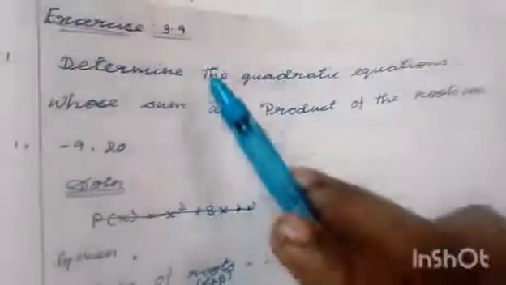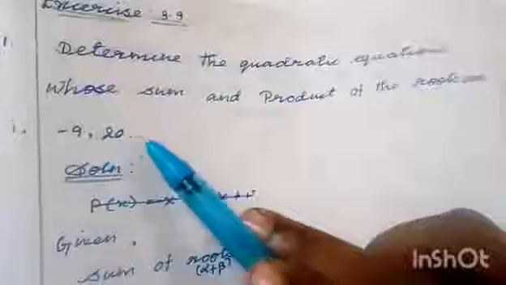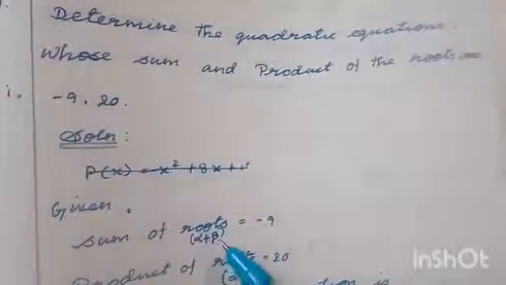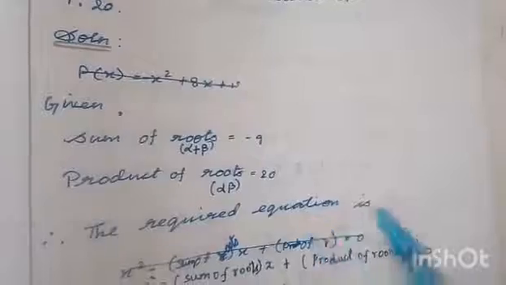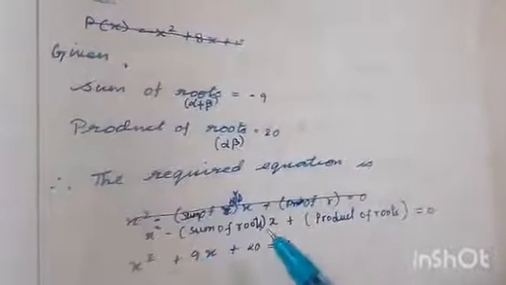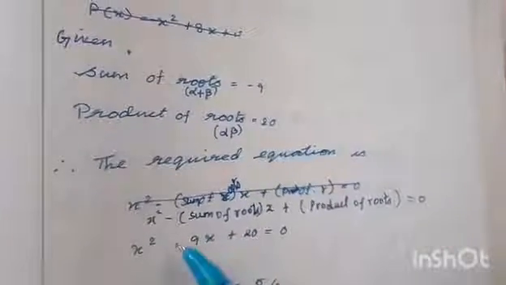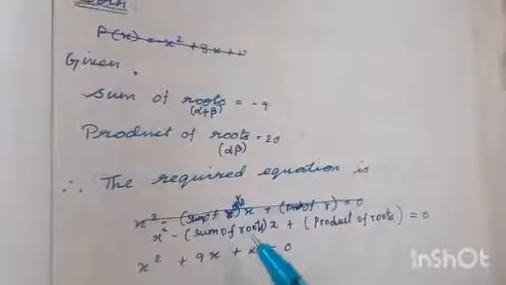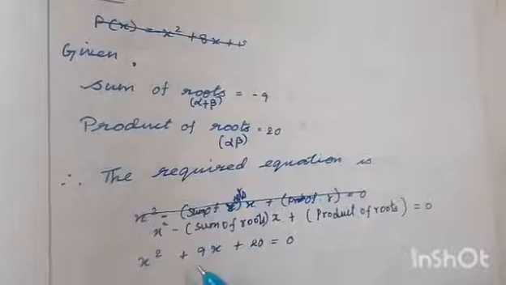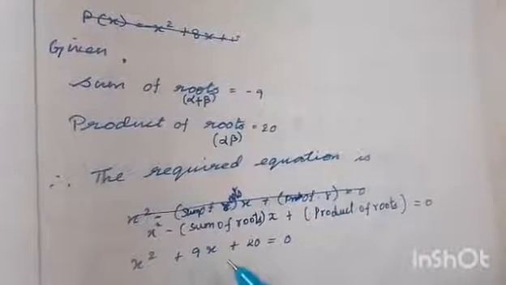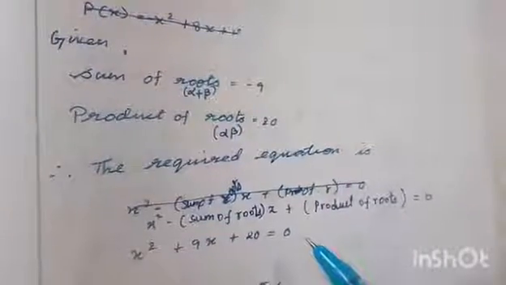Students, first we have to write the given question, minus 9, 20. Take and write sum of roots, that is alpha plus beta, equal to minus 9. Product of roots, 20. For the formula you have to write, the required equation is x square minus sum of roots into x plus product of roots is equal to 0. x square minus, sum of roots is minus 9, minus 9 into x, so that is plus 9x. Product of roots is 20. So x square plus 9x plus 20 is equal to 0.